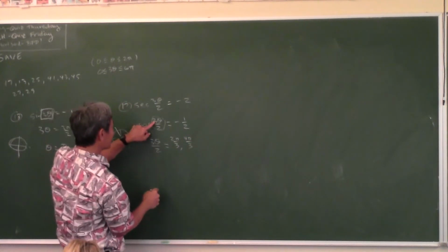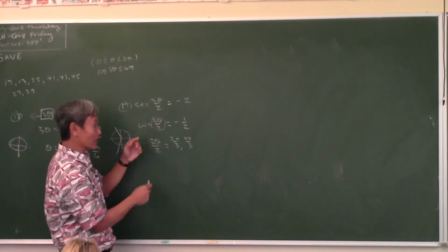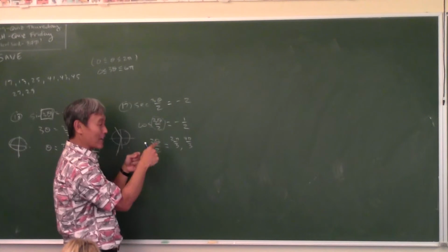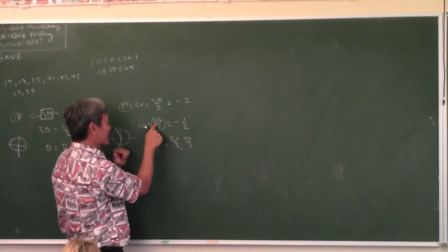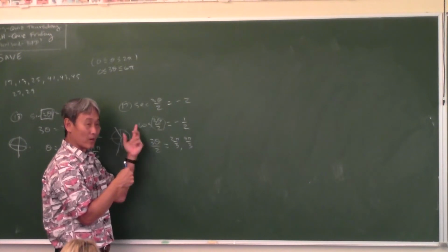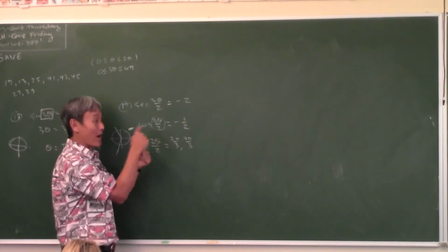Yeah, but Mr. Park, this is 3 halves theta. So if it's 2 theta, I gotta go 2 times around. If it's 3 theta, I gotta go 3 times around. So what if it's 3 halves theta? What is 3 halves? 1.5. So I have to go 1.5 times around.